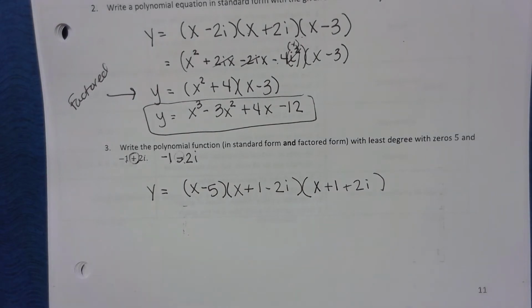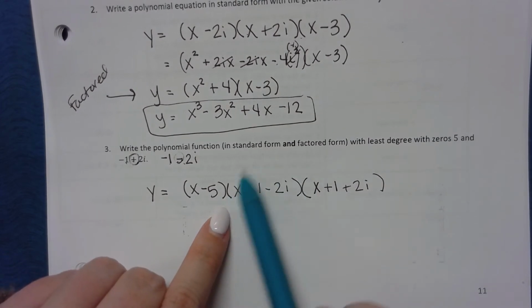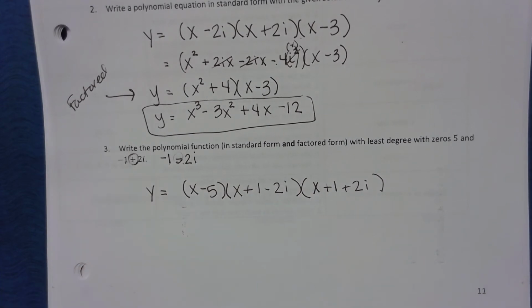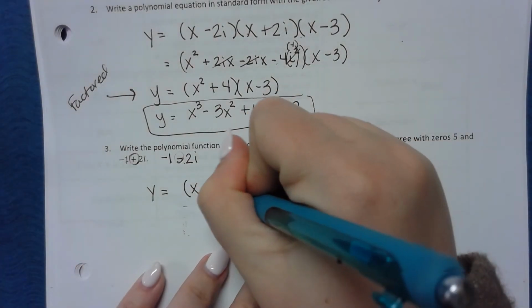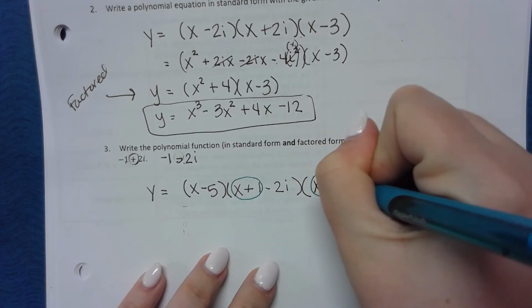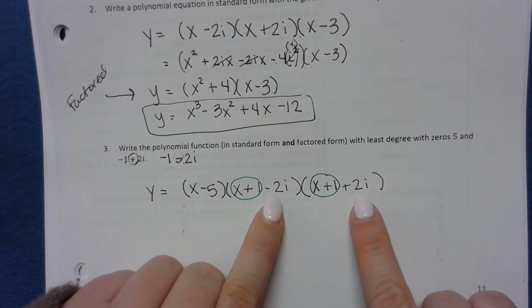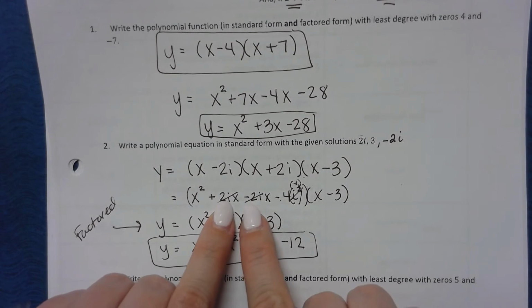So here's my little trick. Technically speaking, we would have to distribute this whole thing, right? We'd have to do x times x, then x times 1, then x times 2i, all the way down, and then cross out like terms. If you want to do that, you're more than welcome to. However, I have this little trick. This is technically the difference of two squares. If we look here, we have x plus 1 and x plus 1, and then we have minus 2i and plus 2i. Whenever that happens, just like up here, the middle term is going to cancel out. So why not just avoid doing that middle term?